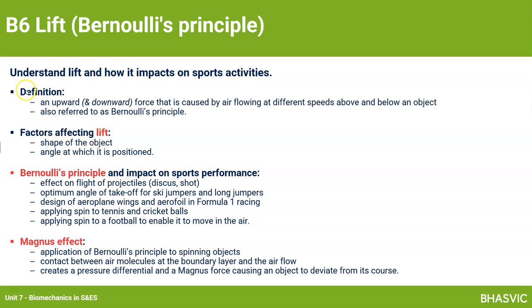So we've accounted for there what lift is, what the Bernoulli principle is. We've looked at lift and the shape of objects, the angle of attack, the angle that it's positioned at. We've looked at Bernoulli's principle, looking at different sorts of examples. What we haven't looked at yet is this Magnus effect and these spinning examples, and that will be the next video.